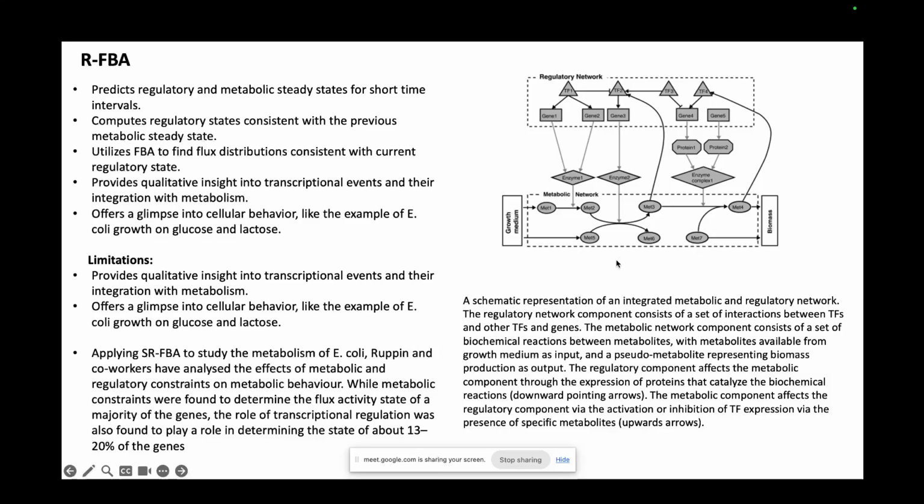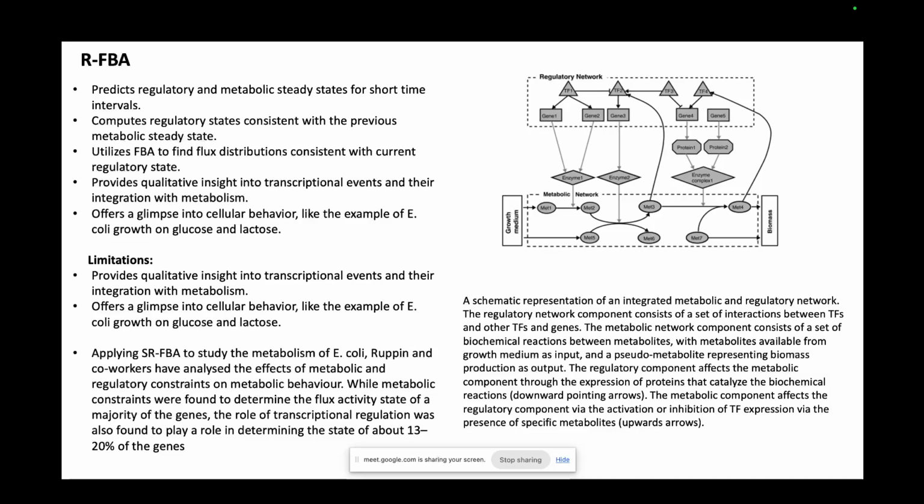And after incorporating the various regulatory states, we use FBA. It's a simple FBA there to find flux distributions consistent with the current regulatory state, and it provides qualitative insight into transcriptional events and their integration with metabolism, and it also offers a glimpse into cellular behavior. For example, there's a very good example of differential growth of E. coli in a medium containing glucose versus a medium containing lactose. So basically, it's the whole lac operon thing.